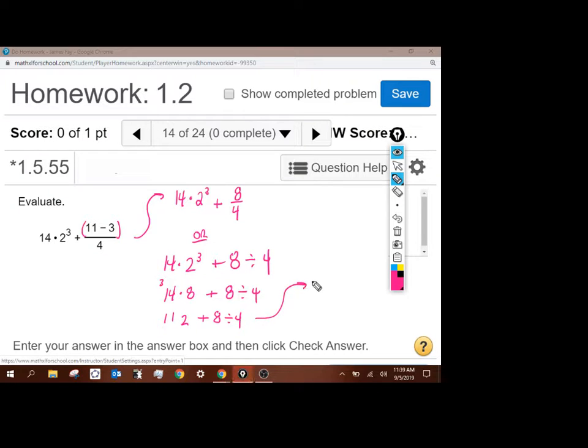Okay, I'm going to take that over here, give myself a little bit more room. So I've got 112 plus, what am I going to rewrite this as? 2. And that's going to give me 114, right? I think that part right there was throwing people off with this question.